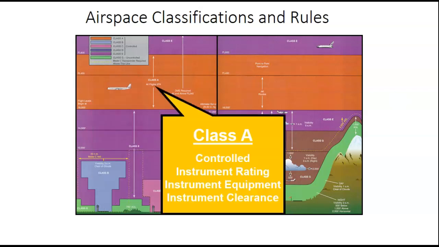Class A airspace, or Alpha airspace, is all controlled, and you cannot fly VFR in Class A airspace. So you need an instrument rating, you need instrument equipment, and an instrument clearance in order to fly in Class A.